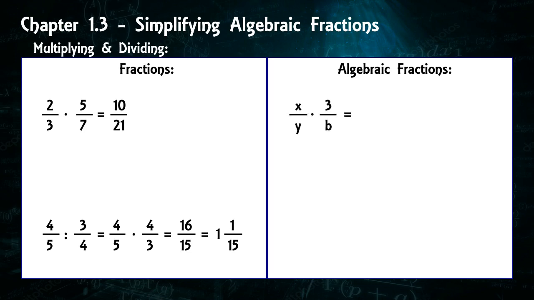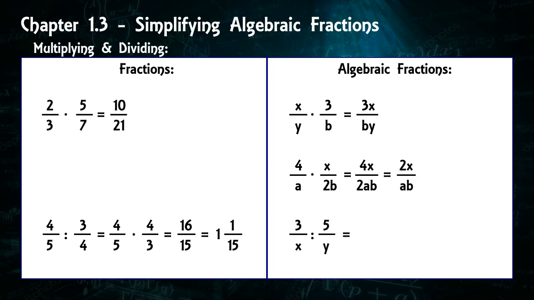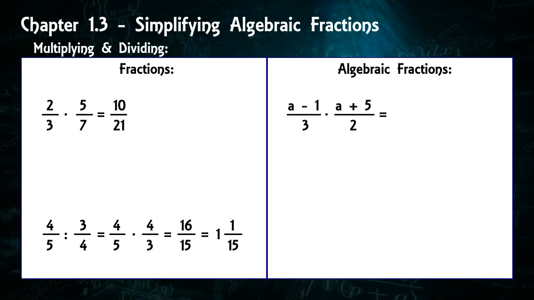X over y times 3 over b becomes 3x over by. 4 over a times x over 2b becomes 4x over 2ab, which can then be simplified into 2x over ab. And 3 over x divided by 5 over y first becomes 3 over x times y over 5, and then 3y over 5x.